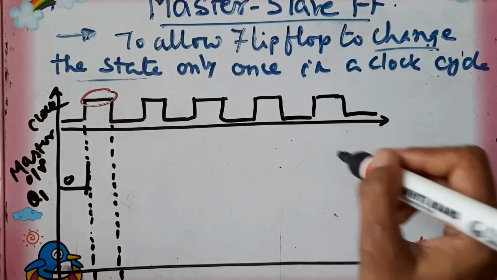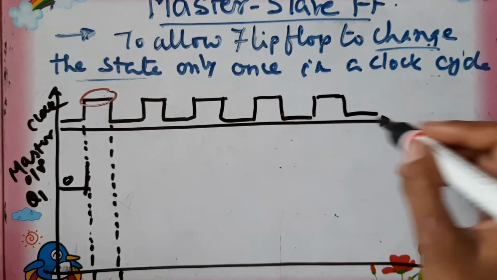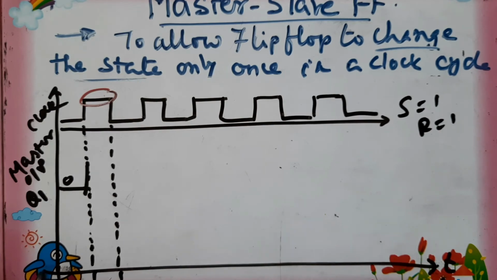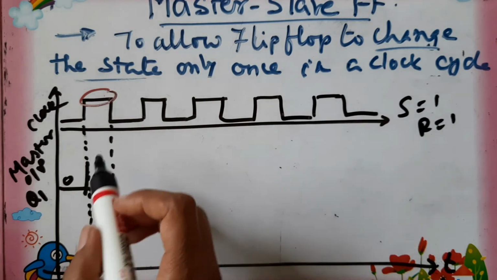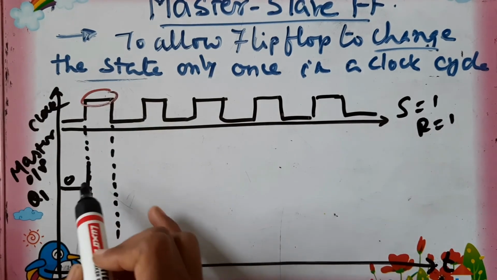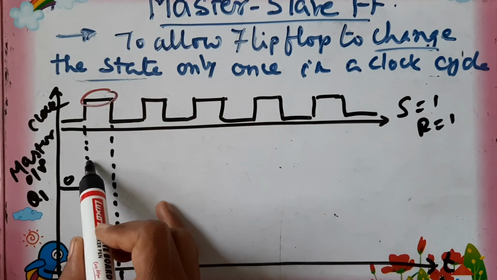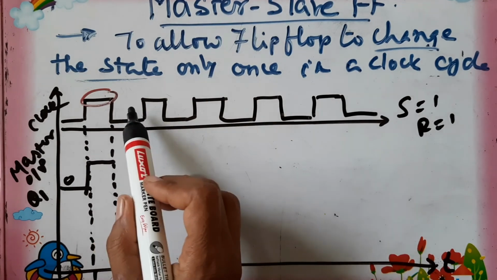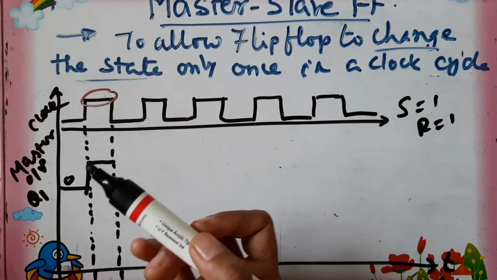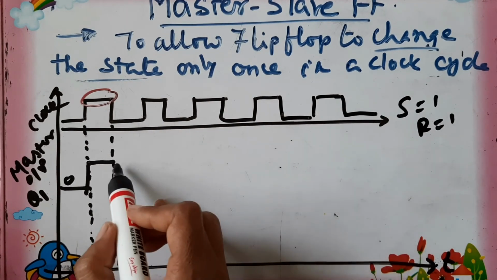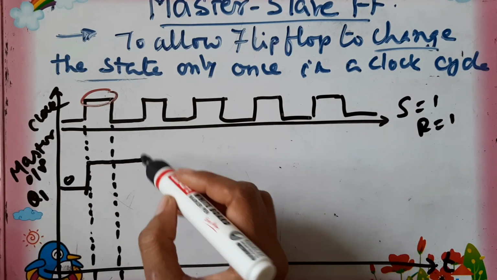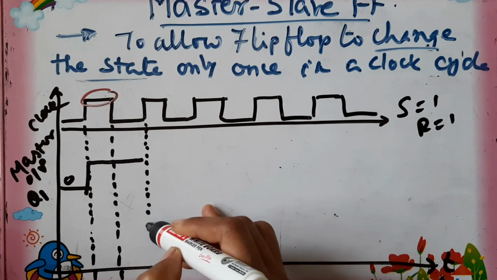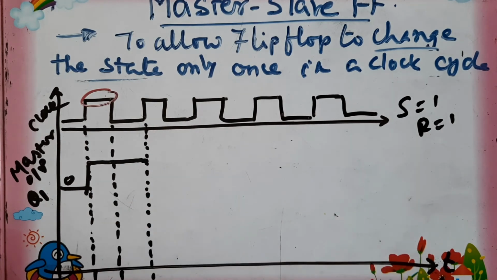See, all the waveforms we are doing for S equals 1 and R equals 1 configuration only. So whenever the clock is positive, it will toggle and change the state. Now for this negative level of the clock, the master will not be activated, so it will hold the value. It will hold the last level of the output. So this will be like this.